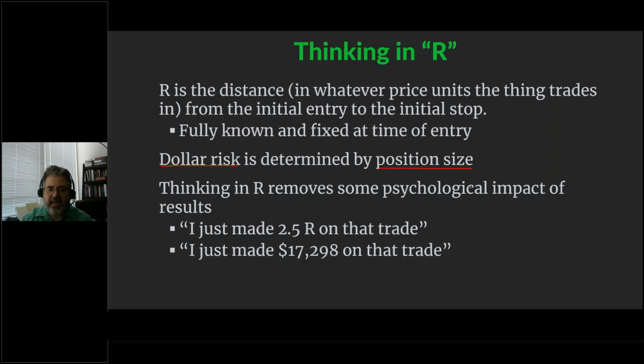Instead of saying, I made $10,000, I made $17,000, whatever on that trade, or I lost, you can just say I made 1.8 R, 2.5 R, I lost 1 R. It's also very useful because if you come to me to discuss your trading results and I say, what's your largest loss? And you tell me, I lost $400,000 on a trade.